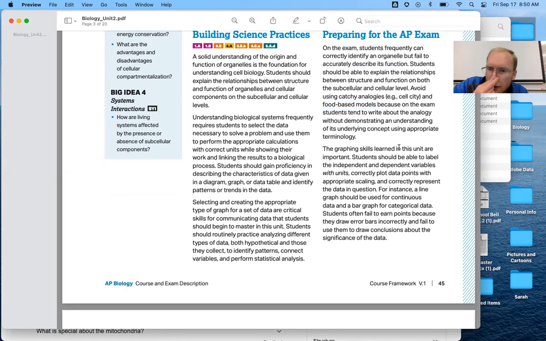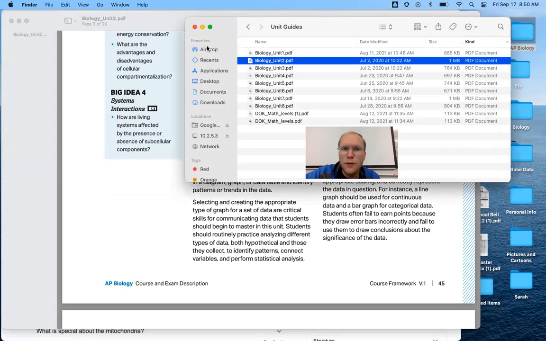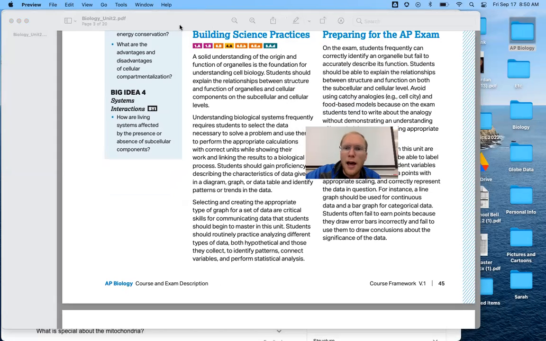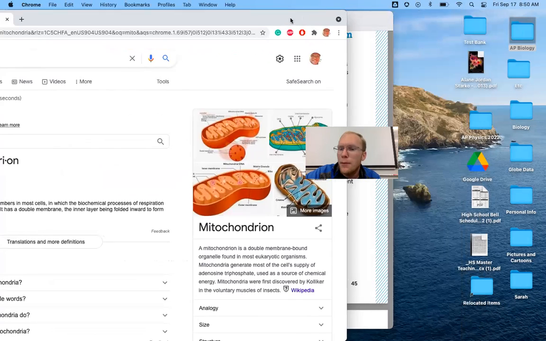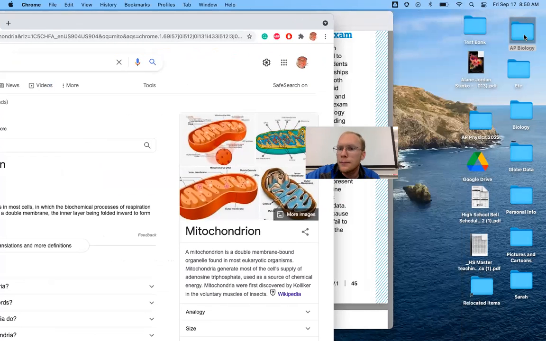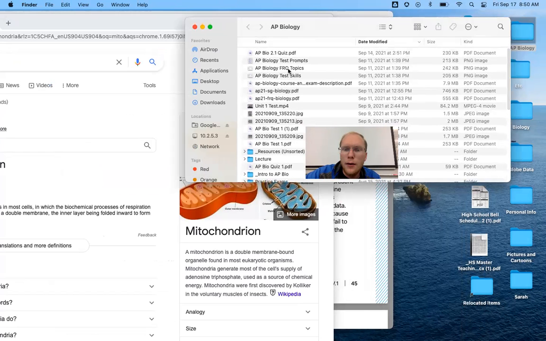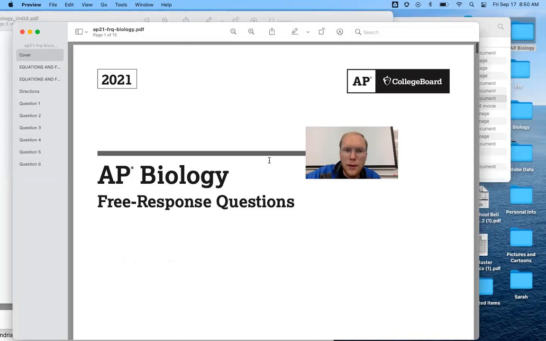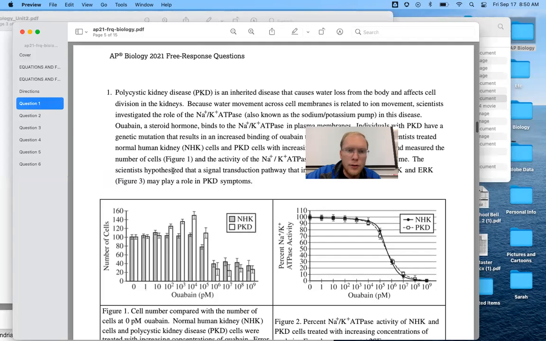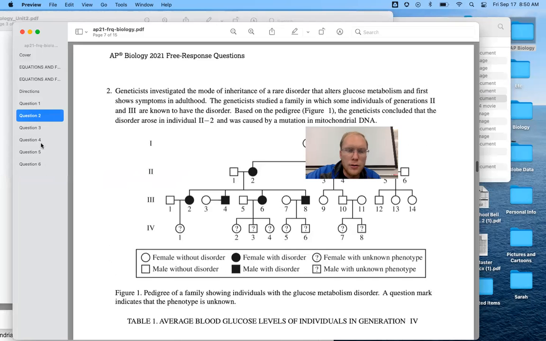The graphing skills learned in this unit are important. Yeah, we've already started that in class, but be aware. Now let's pull up that FRQ one more time for a reminder. This last year, and this happens for most AP tests, we had a prompt where you were required on the AP test to graph with error bars.